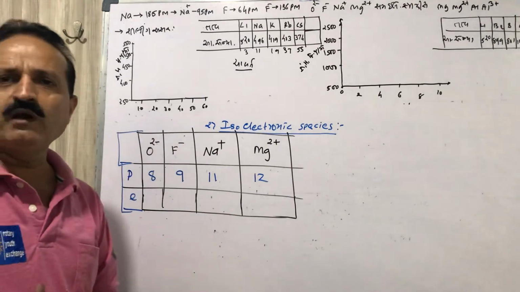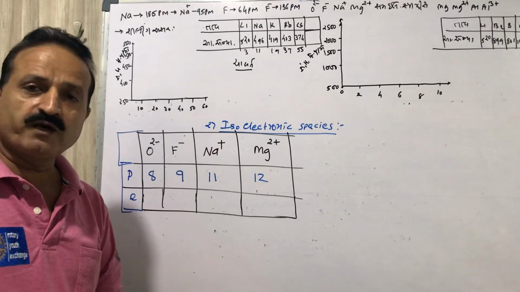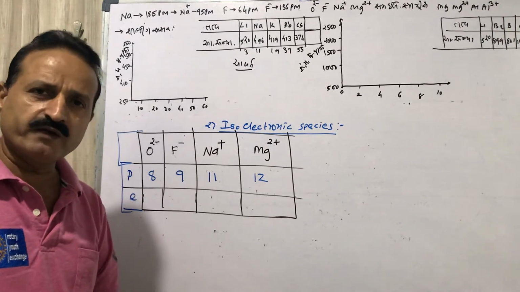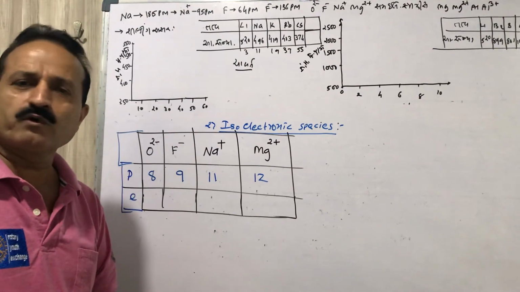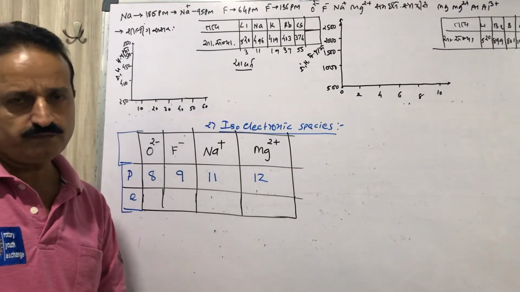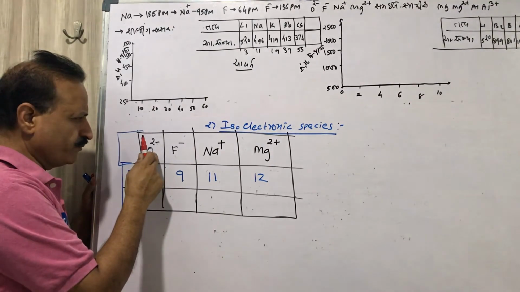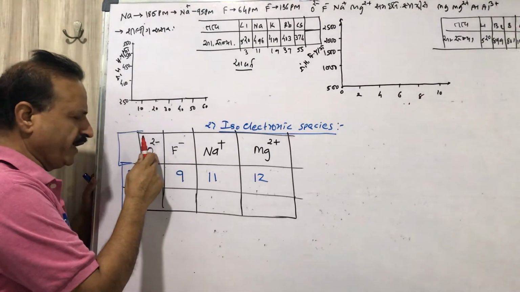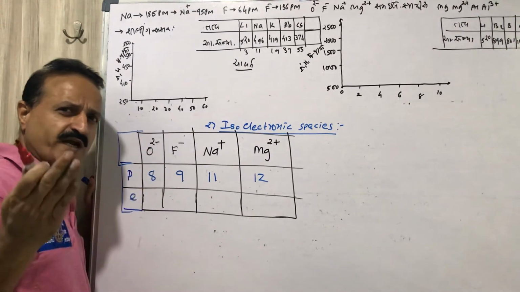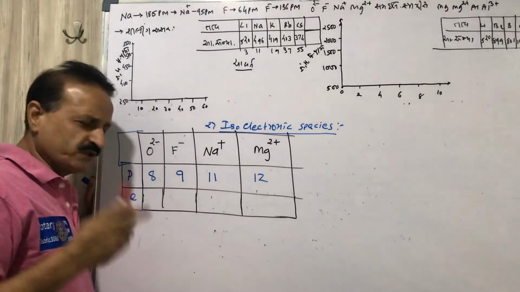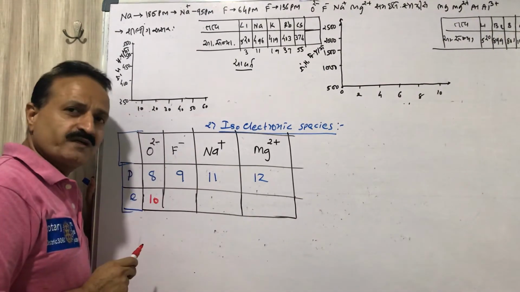The number of protons will never change, whether it converts into a positive ion or a negative ion. Only the number of electrons will change, but protons will never change. So oxygen atom has atomic number 8, 8 protons and 8 electrons. But when oxygen becomes 2 minus, it gets 2 electrons, so oxygen 2 minus will have 10 electrons.